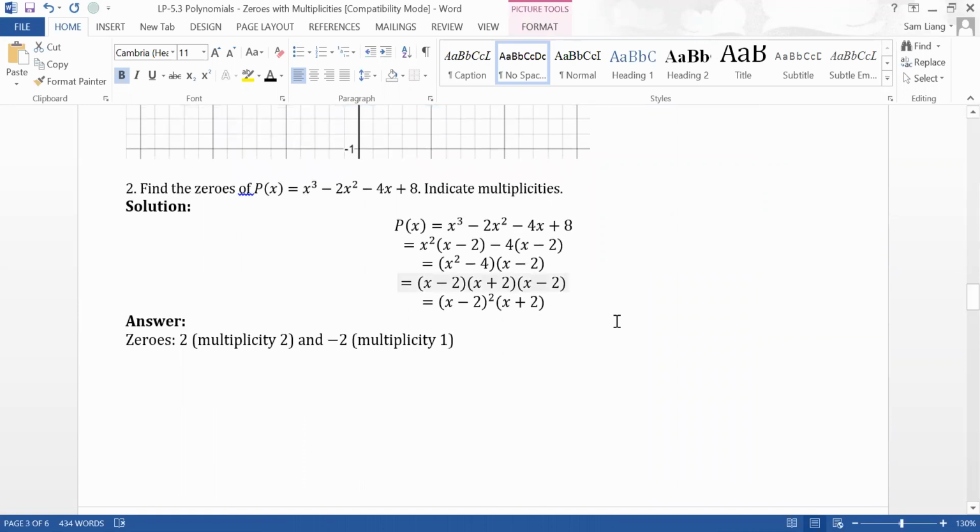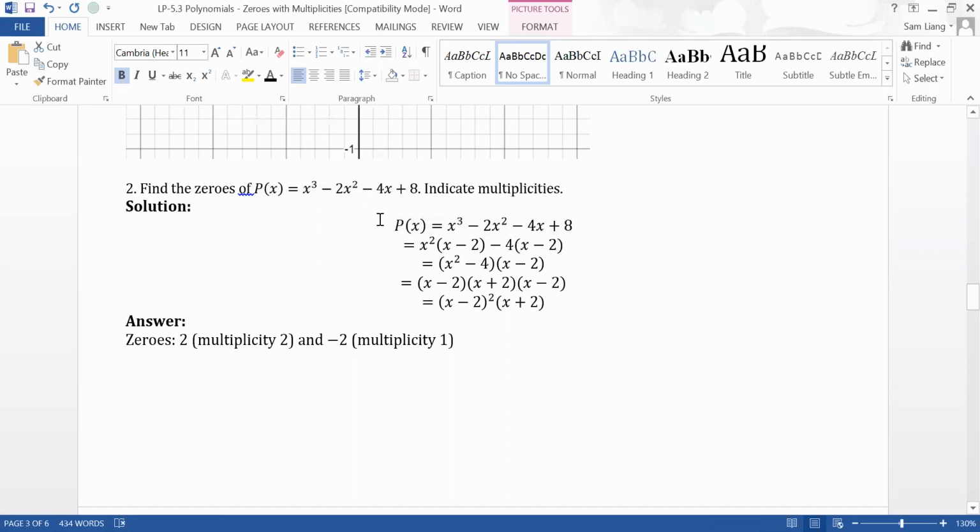Okay, so on the worksheet there were 2 questions. The first one was a graph. The second one was find the zeros of p of x equals x cubed minus 2x squared minus 4x plus 8. For the homework, there are going to be 4 graphs, but the first thing you're going to do is factor. So there's some practice in that. You also want to indicate the multiplicities in this question.